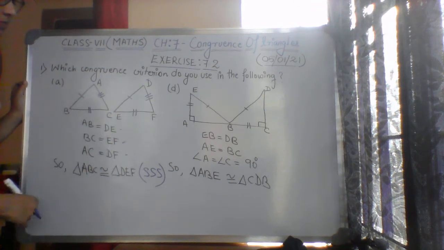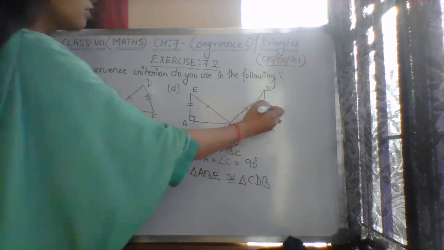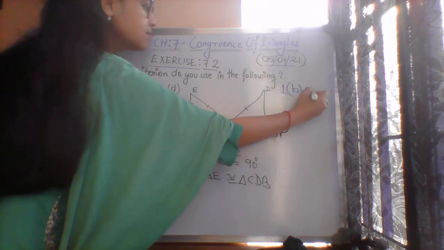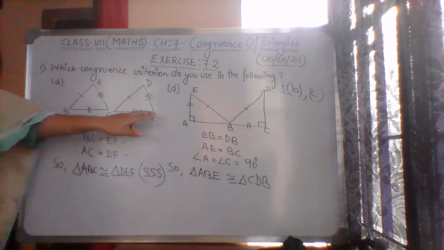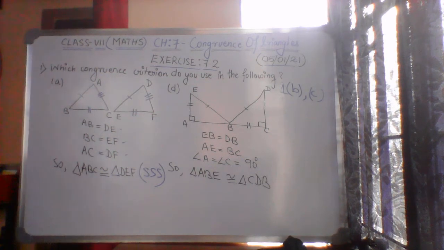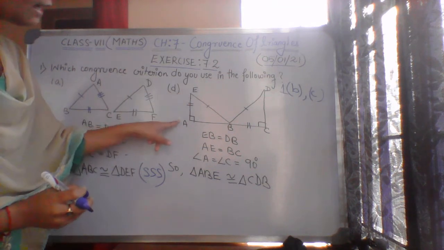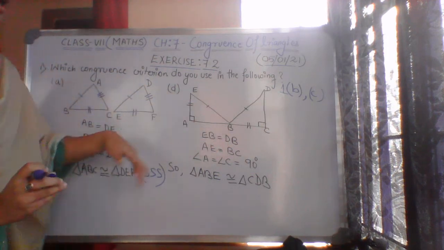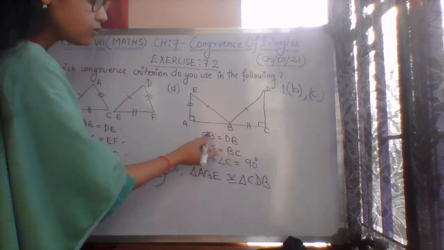Now next, question number 1 parts B and C, you try at home by yourself. Now this is the last one, part D of question number 1. These are the two triangles. You can easily see EAB and DCB. In this question, what is given? EB equals DB.